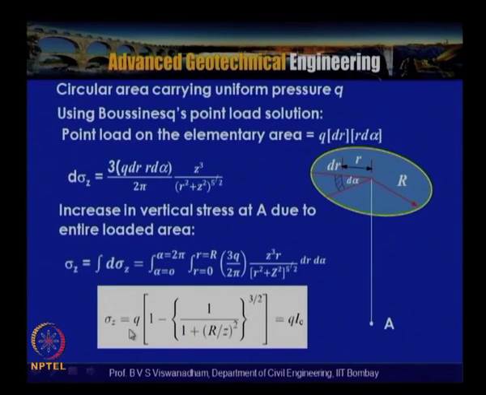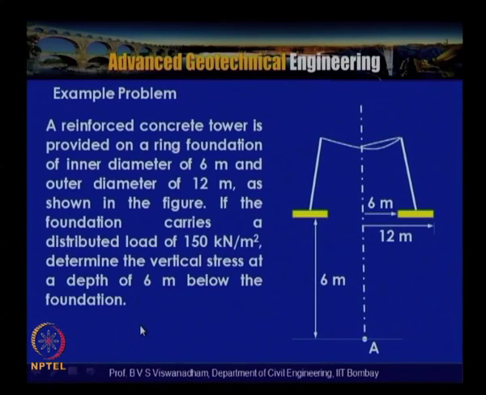So the net difference sigma z1 minus sigma z2 gives the increase in vertical stress at a depth of 6 meters below the reinforced concrete tower having a ring foundation, which is subjected to a load intensity of 150 kilopascals.